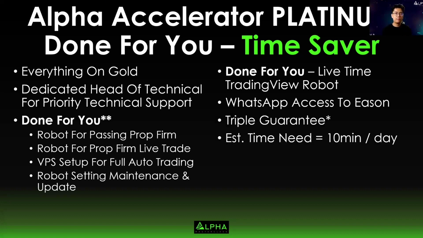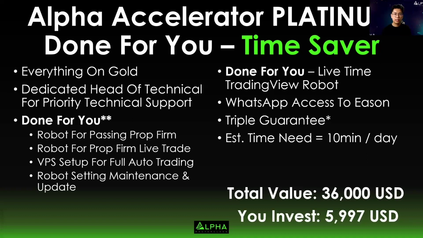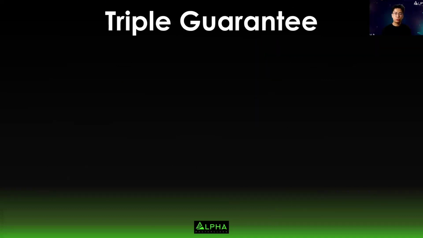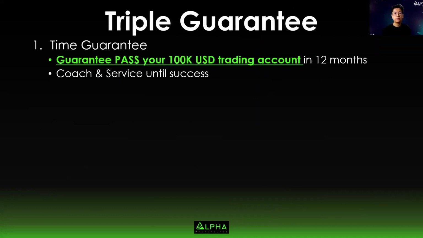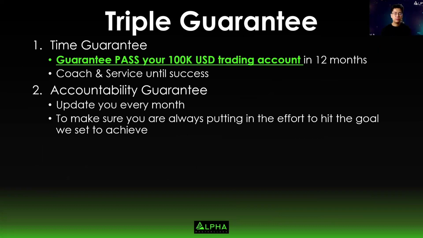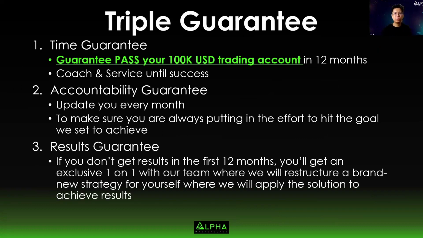Estimated time is about 10 minutes per day, where most of the time you just open your phone and double check if the trade is there. If it's all good, then done. If you have any problem, just WhatsApp my team or WhatsApp me, and we'll get it settled for you as well. Total value 3,600 and you just need to invest 5,997. And the triple guarantee includes a time guarantee. We guarantee to pass your first 100,000 account in the next 12 months. If not, we'll keep you accountable until you have achieved the result.